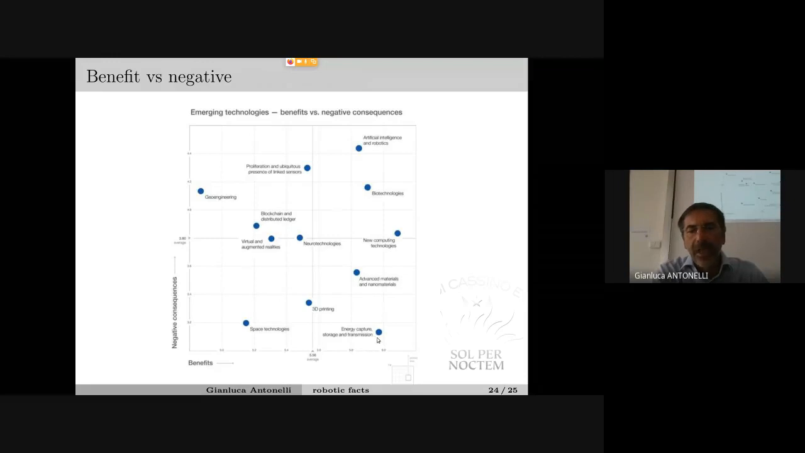This one is energy capture, storage, and transmission. Everyone who was interviewed thinks, okay, the potential benefit is huge, but the negative consequences, I don't see any. This is what the survey says. And where is robotics together with artificial intelligence? It is here. So according to this survey, this is one of the topics with the largest potential benefit together with the largest potential negative consequence. Okay, this is a point to take into account.